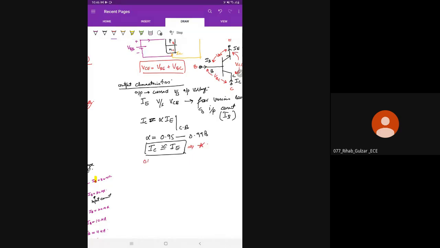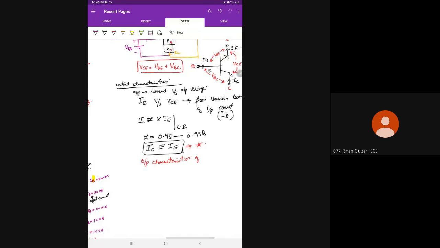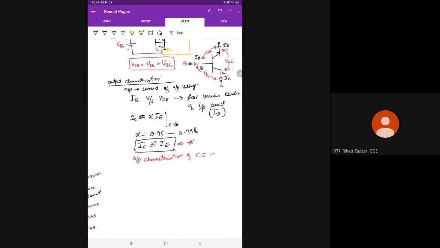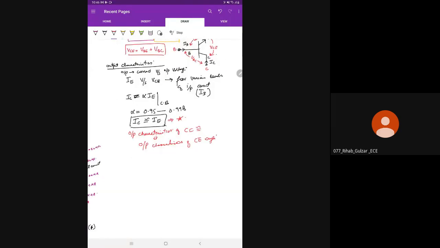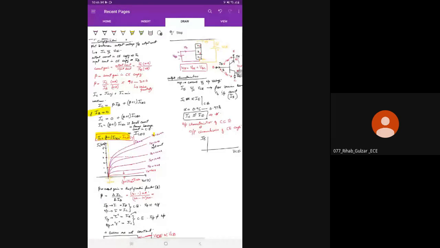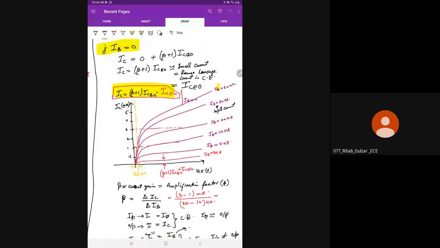तो if IC is nearly equal to IE, then there is an important conclusion. What is the conclusion? Output characteristics of common collector configuration are nearly equal to output characteristics of common emitter configuration. क्योंकि इसमें देखिए आउटपुट कैरेक्टरिस्टिक्स ऑफ कॉमन कलेक्टर किसके दरमियान है? It is between IE and VCE. लेकिन अगर हम कॉमन इमिटर की देखेंगे, कॉमन इमिटर की है between VCE and IC.